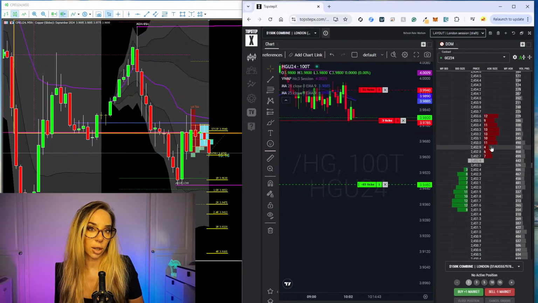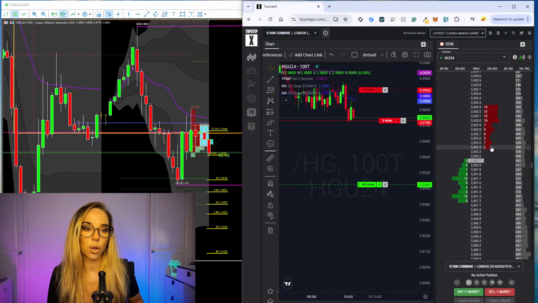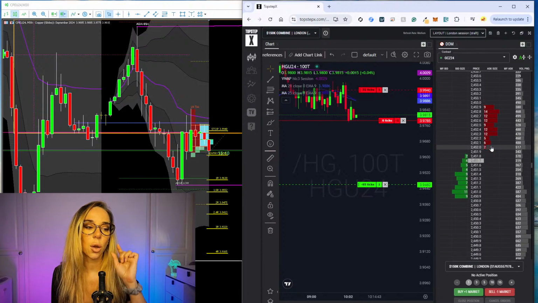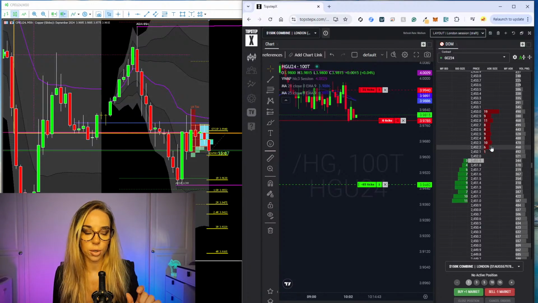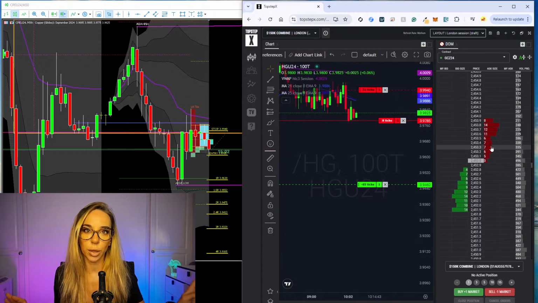Now, here's another thing, how the clearing houses work. The smaller the position size, the further ahead you are in the queue. So the smaller positions will be executed first. 1 lot, 2 lot, 3 lot, 5 lot, 10 lot, 15 lot. That's all small, right? Institutionally, that's all peanuts.